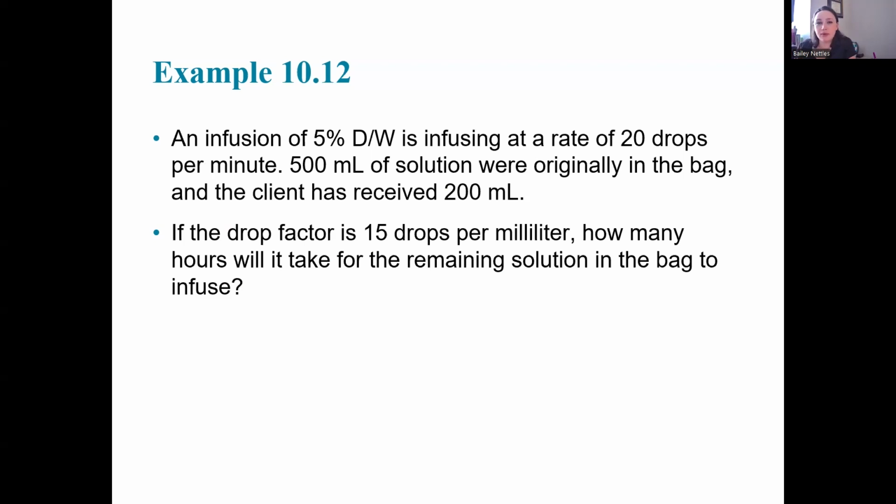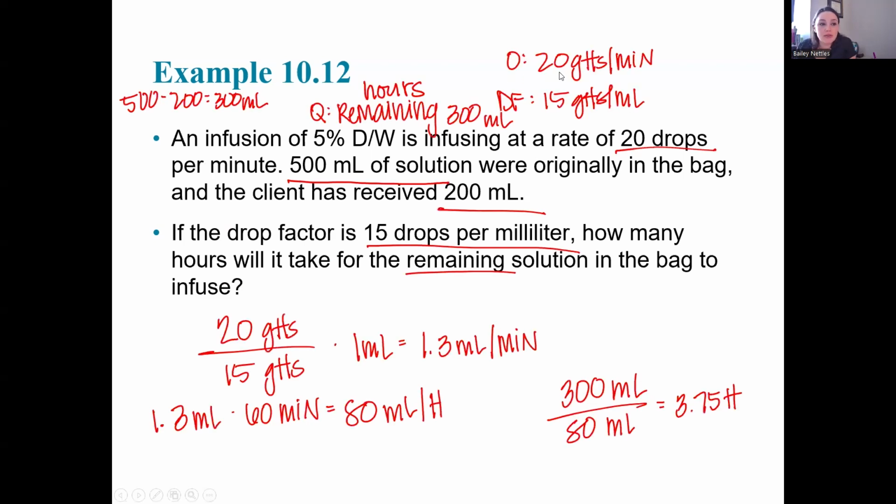Okay, so I rewrote this question because that's where I always start, with rewriting my questions, okay? So my order is for 5%, who cares? At 20 drops per minute. Okay, that's my order. My rule is my drop factor, my 15 drops per milliliter. So my order over my have, my desired over my have, that's what it is, okay?